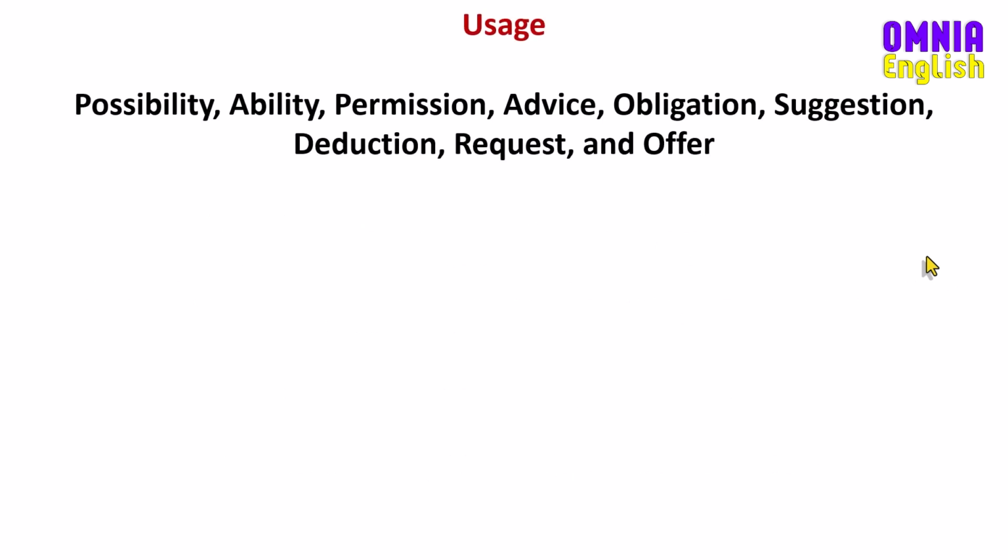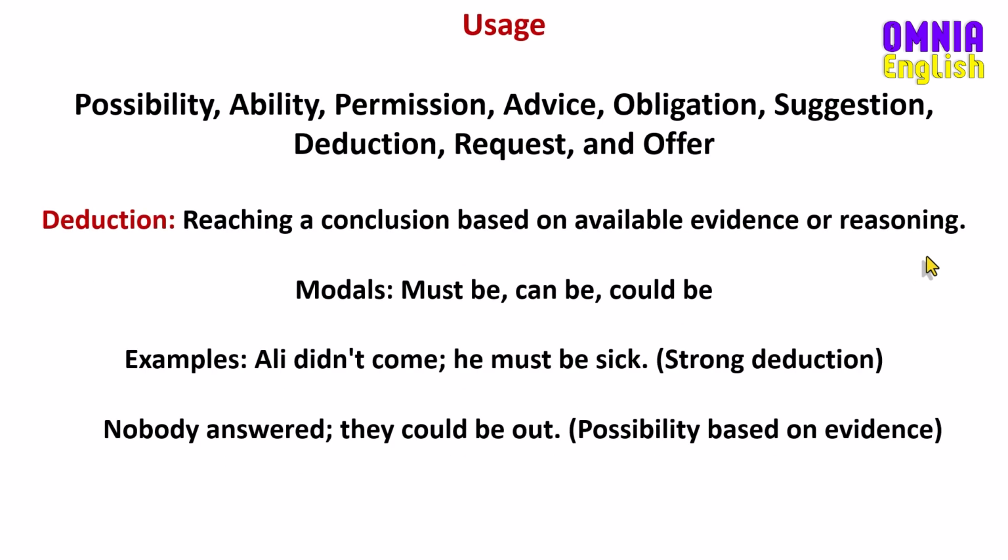Next, we have our 7th context. It is deduction. What is the meaning of deduction? Reaching a conclusion based on available evidence or reasoning. Modals here are must be, can be, could be. For example, Ali didn't come. He must be sick. So it's a strong deduction. If he didn't come, he must be sick. There is no excuse. The second example, nobody answered. They could be out. It's a possibility based on evidence. I'm not sure, but there is evidence.